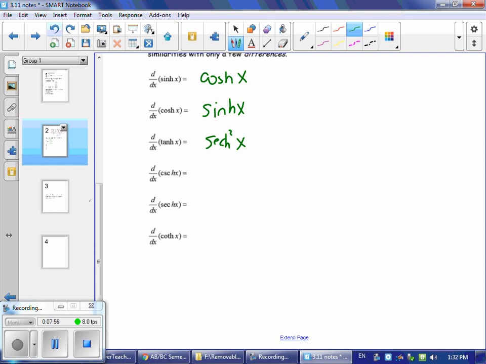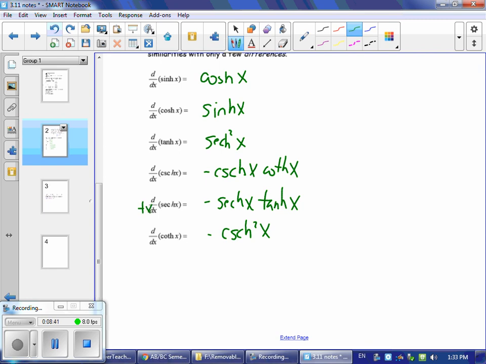Cosech of x, the derivative is negative cosech x coth x. The derivative of secant, while that was actually positive secant x tangent x, it is now going to be negative sech x tanh x. And then the derivative of coth x, while cotangent was negative cosecant squared, it's still negative, so it's negative cosech squared x.